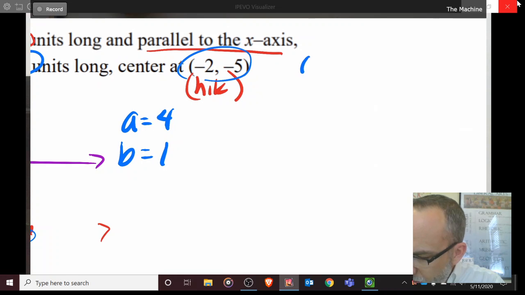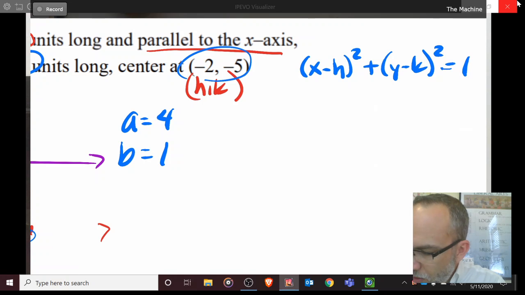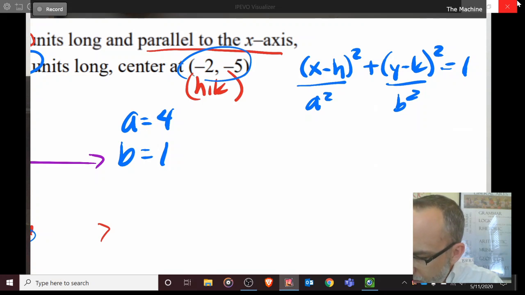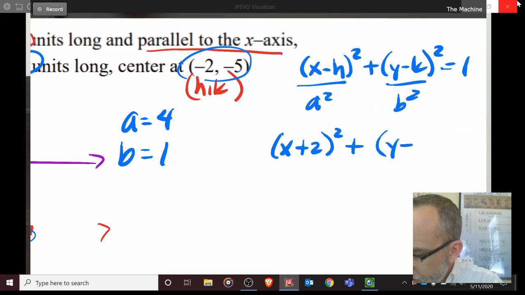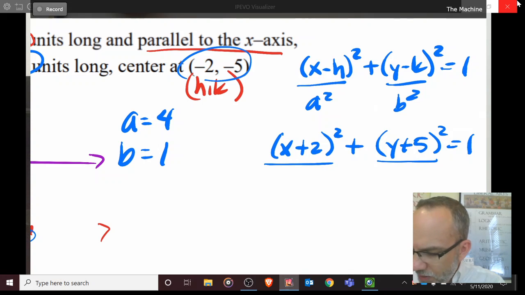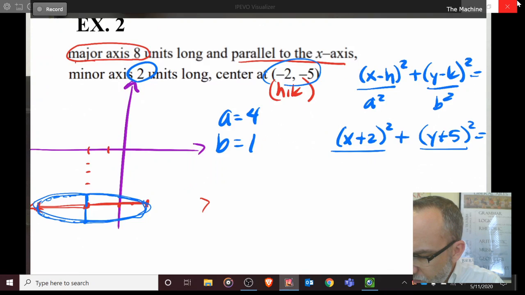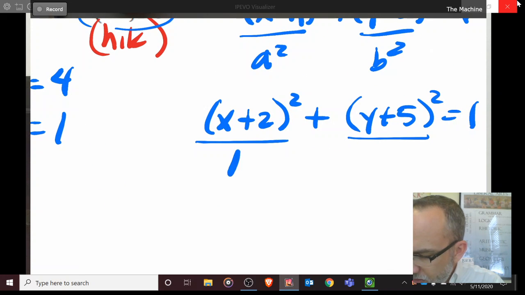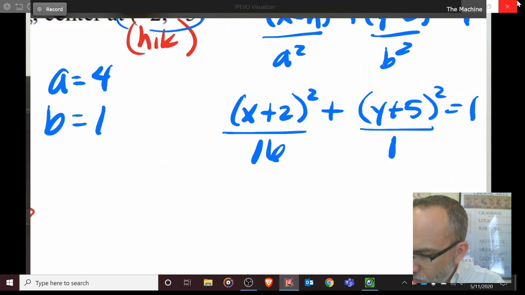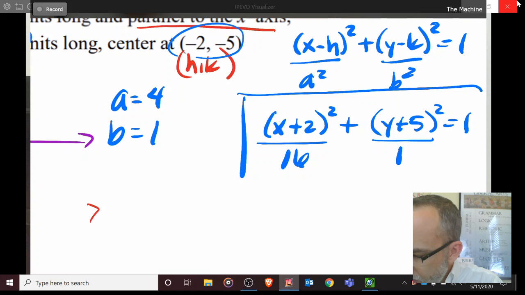So it's going to be x minus h squared over something squared plus y minus k squared over something else squared is equal to 1. And now let me put the pieces in. So it's going to be x minus a negative 2 squared plus y minus a negative 5 squared is equal to 1. And now what are my denominators? Well, it's wider on the x, and so that means my a is 4. And down below I have to square that, so that's going to be 16 here. And the other one has to be the 1 squared, so that's going to be 1. So right there now, that's my equation.